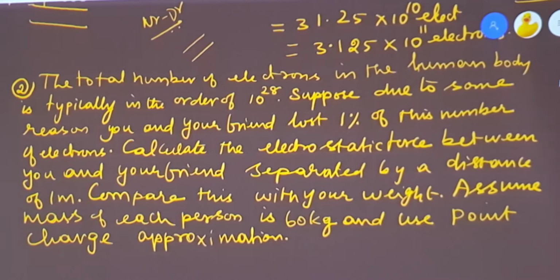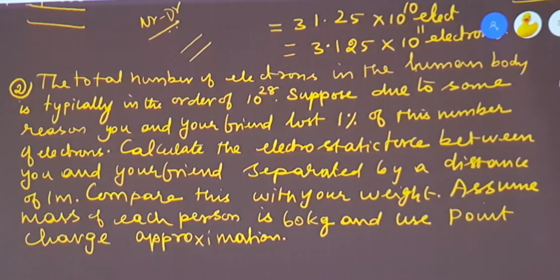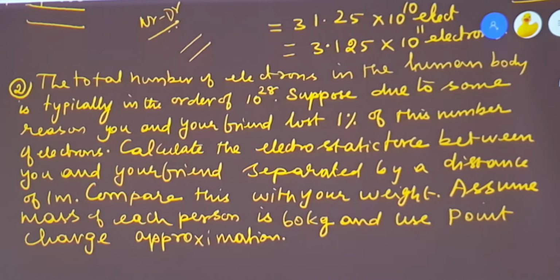Okay, now you see, when you are considering the second problem, say a long problem, a lengthy problem, the total number of electrons in a human body. They are considering a human body, and in that human body, the number of electrons available is considered to be in the order of 10 power 28. So in a human body, there are 10 power 28 electrons available.